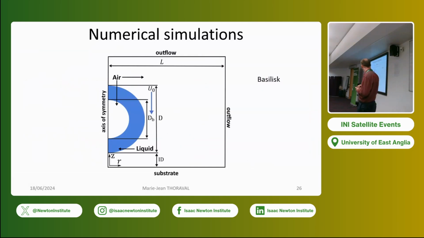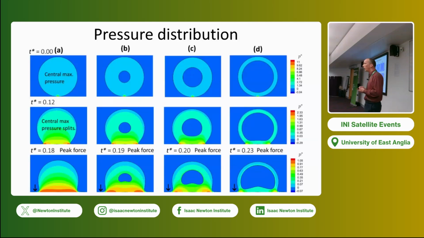Now we can look at what's happening for a drop containing a bubble. This time we put the bubble at the center. We look at the impact on the substrate, same with Basilisk. We can see first, for the full drop, that very high pressure is generated at the center. Then you have separation of the peak pressure into two peaks, where you have the impact around the bubble. And then you have very high pressure at the maximum, the peak force, that is spread over the impact region.